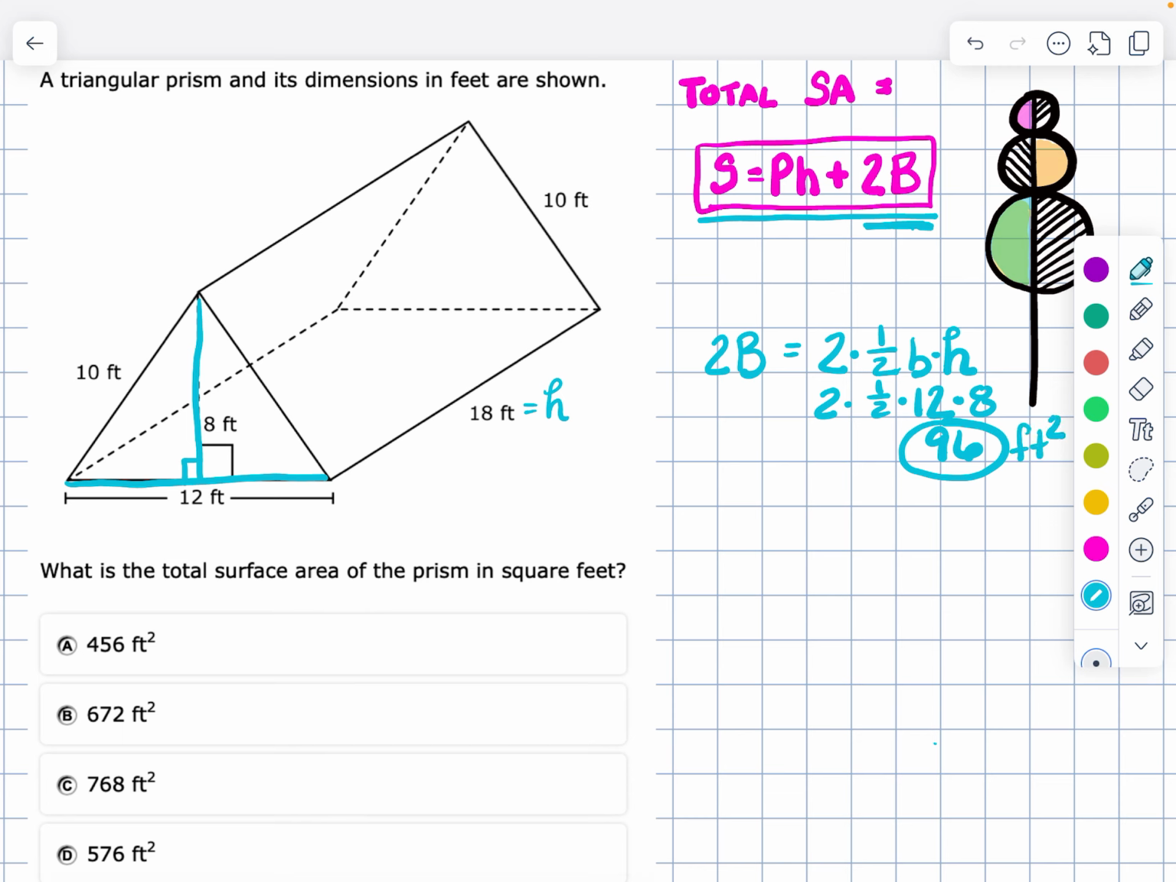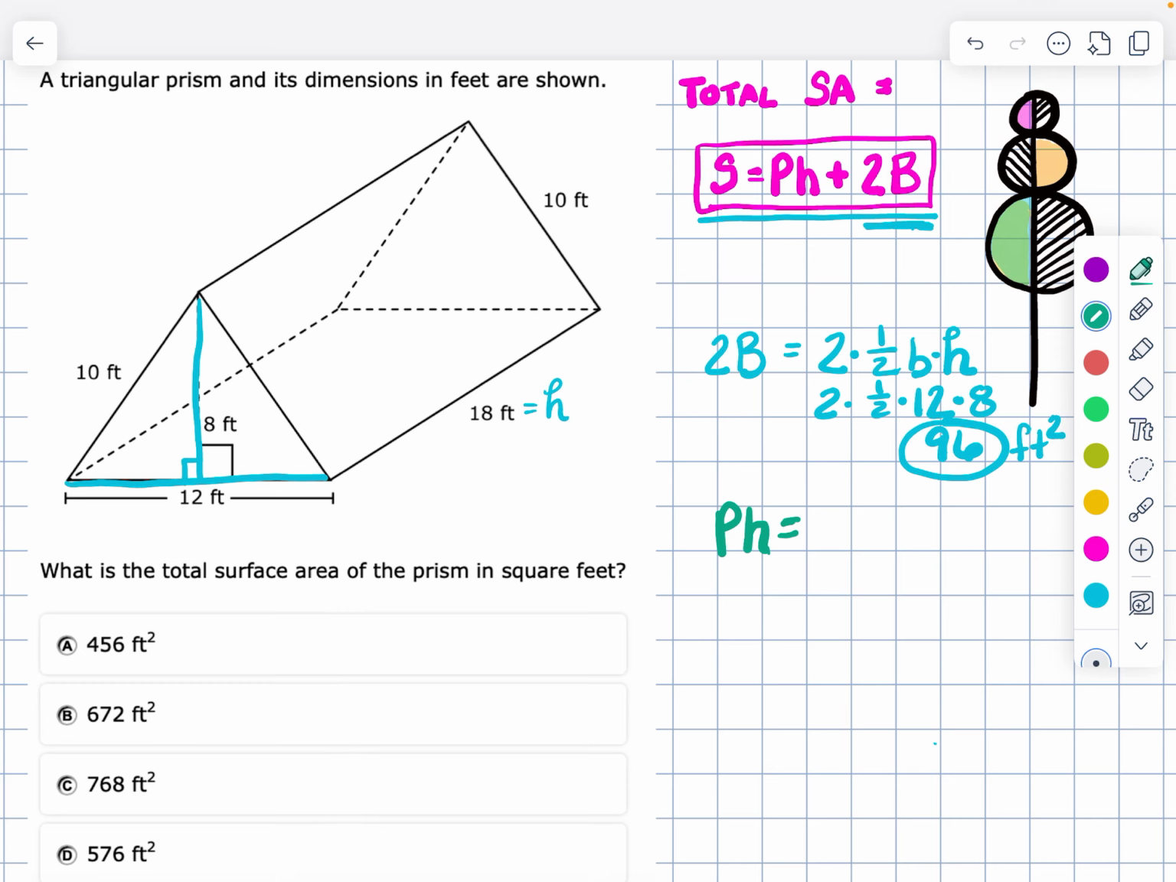So this is the area of our 2 bases, and that's going to be in feet squared. Okay, so we've done one part of this. Now let's change color and move to the other part, capital P, which is the perimeter of the base, times the height.